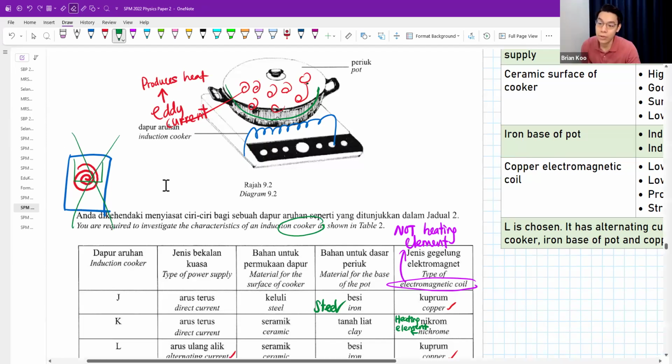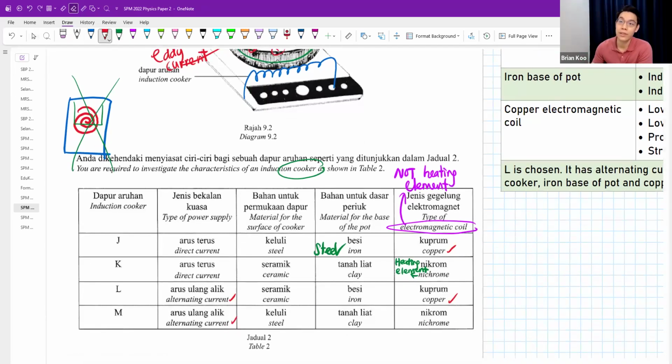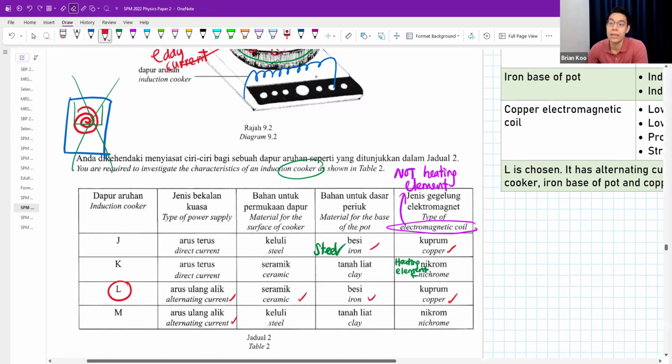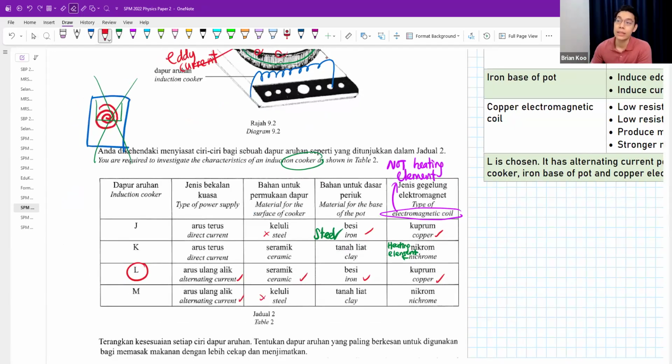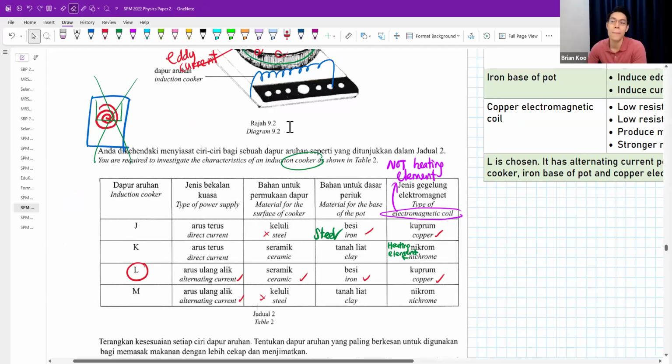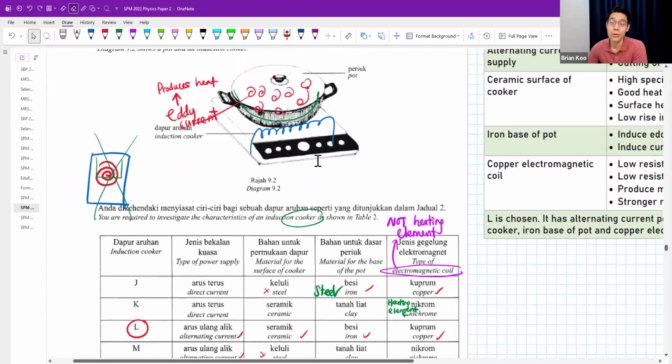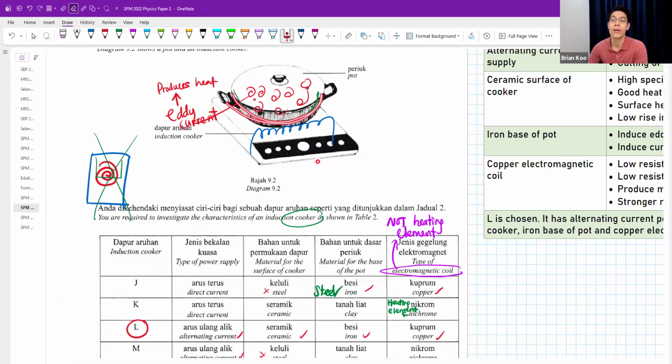Okay, and the surface of the cooker, I pick ceramic. So the answer is L, right? I pick ceramic because ceramic doesn't heat up easily, unlike steel, which is a metal. The surface of the top here, I don't want it to be too hot. It is not supposed to be hot. What is the thing that's supposed to be hot? Just the bottom of the pot, just the base of the pot.